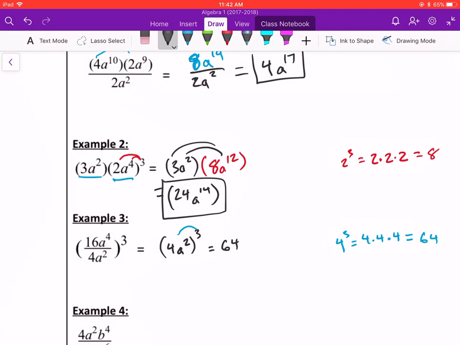And then you multiply the 3 times the 2, right? Because we've got the exponents, power by power. So a, 3 times 2 would be to the 6th. All right.